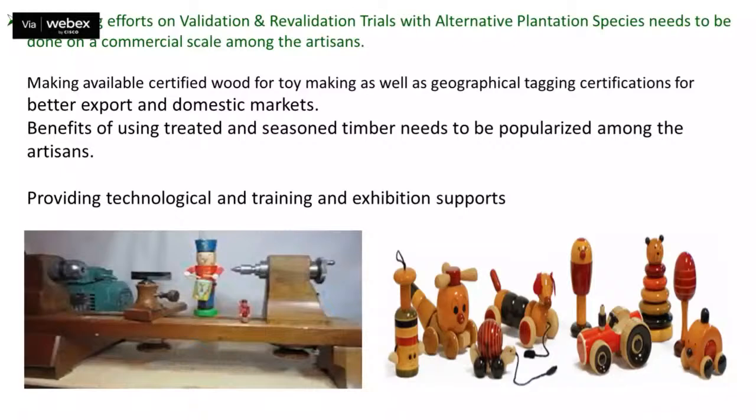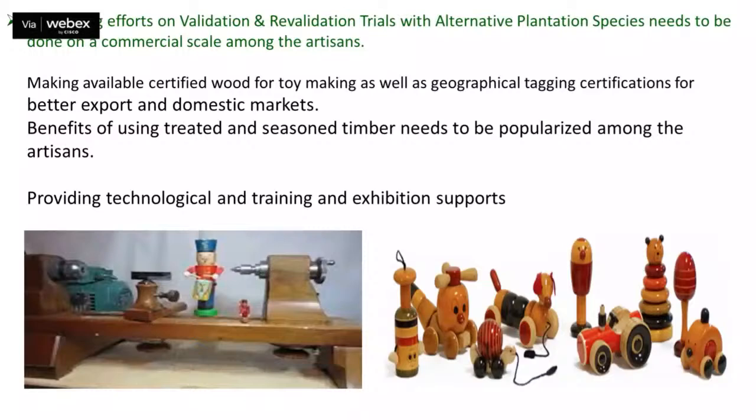we have to look into the plantation species. Plantation species need to be raised on a commercial scale among the artisans, making certified wood available for toy making, as well as geographical tagging certifications for better export and domestic markets, and the benefits of using treated and seasoned timber need to be popularized among the artisans. Providing technological, training and exhibition support is also important. Next one.